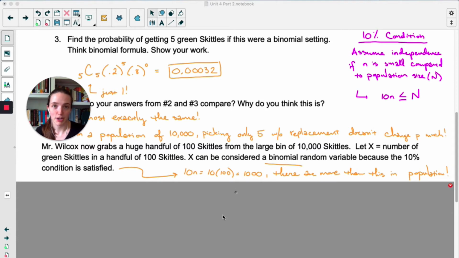X can be considered binomial because we've met the 10% condition. Now, a really common question is, can you assume independence? And if that was the question, you would write out, yes, we can. 10 times n, here would be 10 times 100, which is only 1,000, and there are more than 1,000 Skittles in our population. So that's why the independent condition, or the 10% condition, is met.